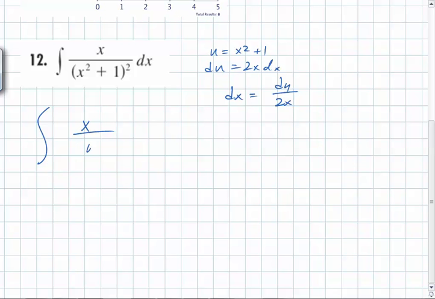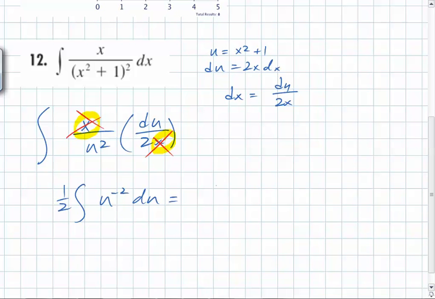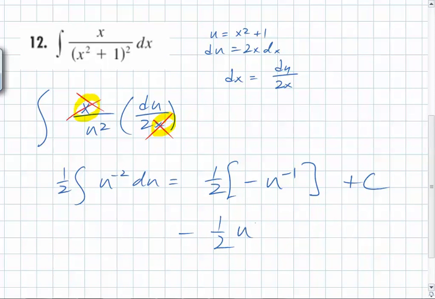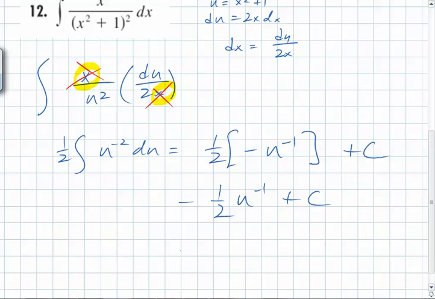X over u squared times du over. What's the happy thing that happens? It goes away. So you end up with 1/2 u to the negative 2 du. So you end up with 1/2 times u to the negative 1. But what do you have to put up front? Negative. So you end up with negative 1/2 u to the negative 1 plus c, which turns into negative 1/2 times x squared plus 1 to the negative 1 plus c.